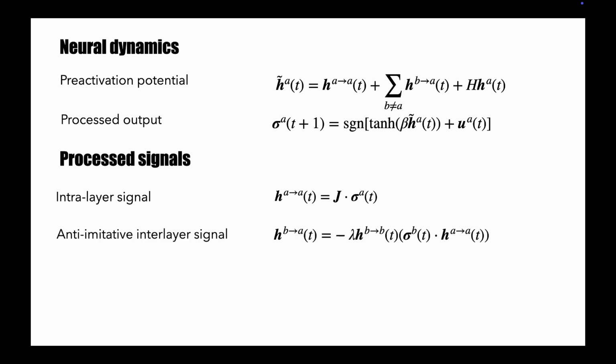On top of this, each neuron also feels a contribution coming from other layers. These interlayer fields are anti-imitative. They penalize situations in which two or more layers attempt to retrieve the same pattern.